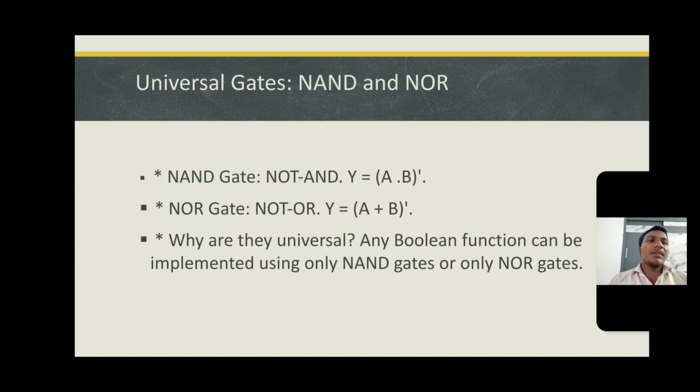Universal gates: NAND gate and NOR gate. These are very important gates. We can use these gates in so many ways. These are called universal gates because they are very important. You can look at the two tables next.